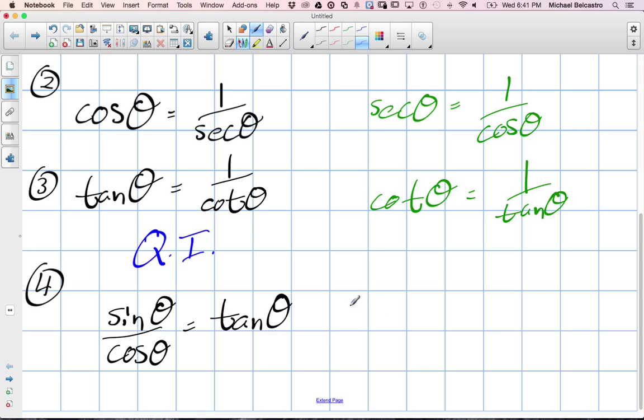Sine is equal to tan over cos. Sine theta is equal to tan over cos? Or tan times cos. Yes, that's right. Tan theta times cos theta. That's good to know. Okay. What about, this is a tougher one, what would cos theta be equal to?